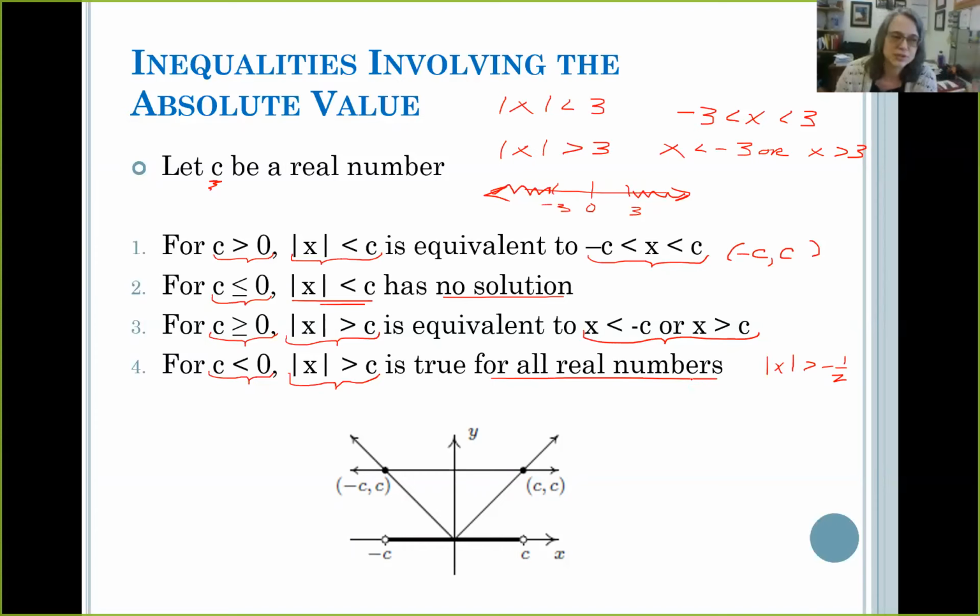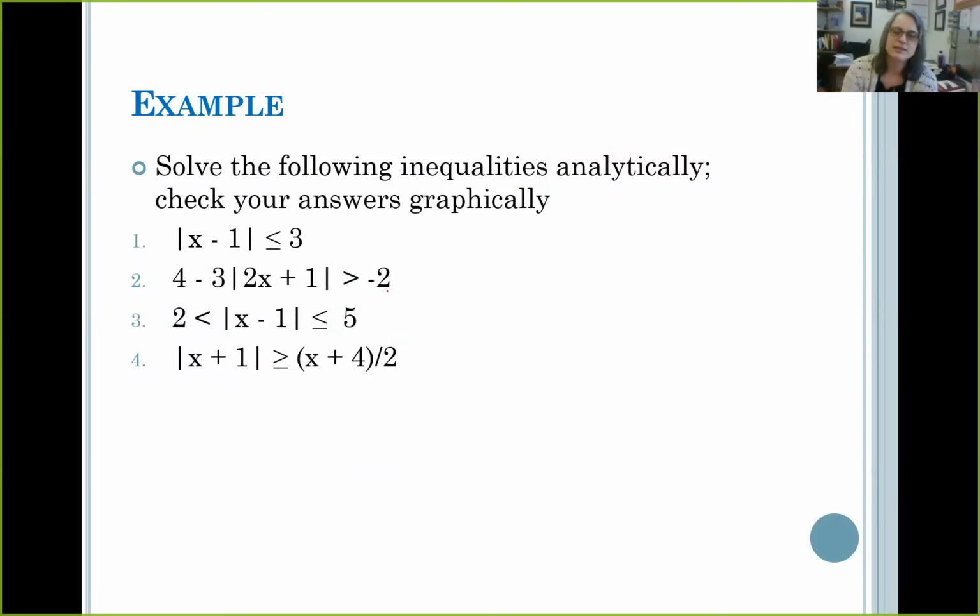Okay, let's look at some examples, and we're going to solve these analytically. And so the first step is to take our inequality. Let me get myself some working space here. Hold on. Okay, so I'm going to work on this first one first. Sorry. Let's take a look at number 1 here.